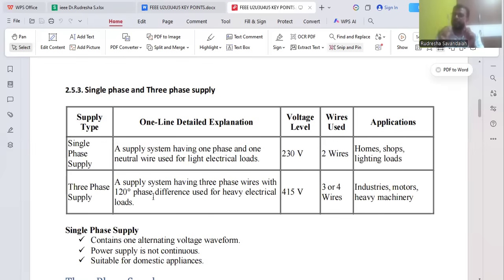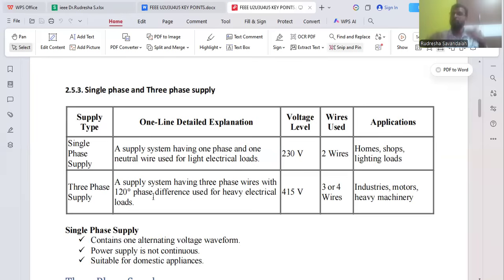This is the neutral, negative. Whatever is there in the single phase, this is the negative, and this is the positive. Once the negative and positive are both connected, then the light will be on.